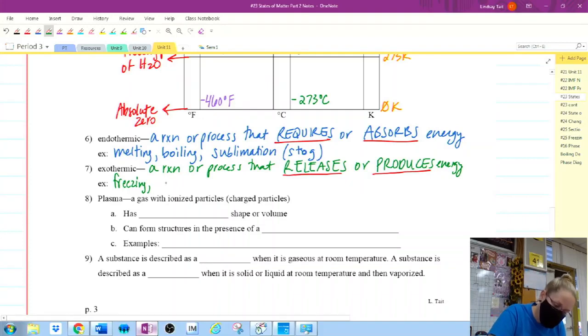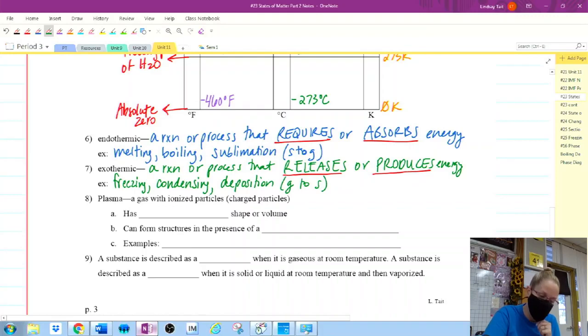Opposite of boiling, condensing. And then anybody know the opposite of sublimation, going from a gas all the way back to a solid? Well, dry ice is usually sublimating, right? It's going from solid to gas. It's called deposition. Deposition is going from a gas directly to a solid. This can happen with snow.